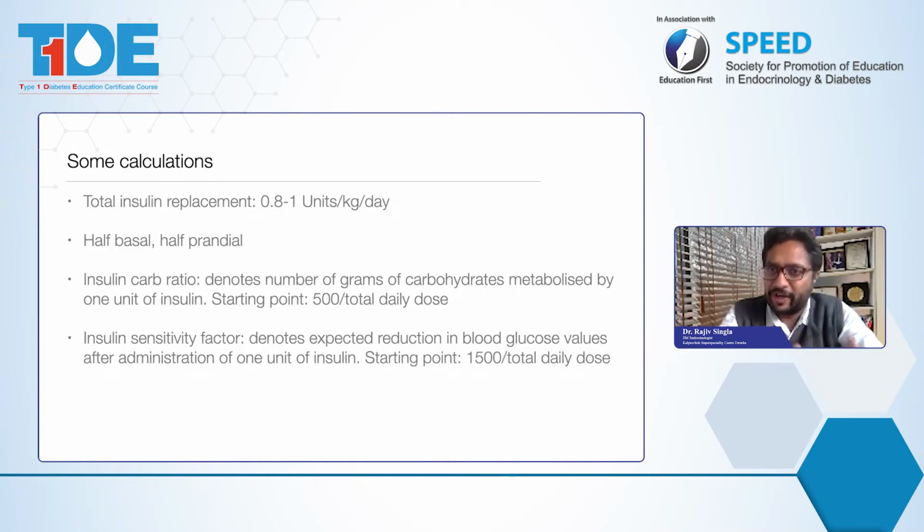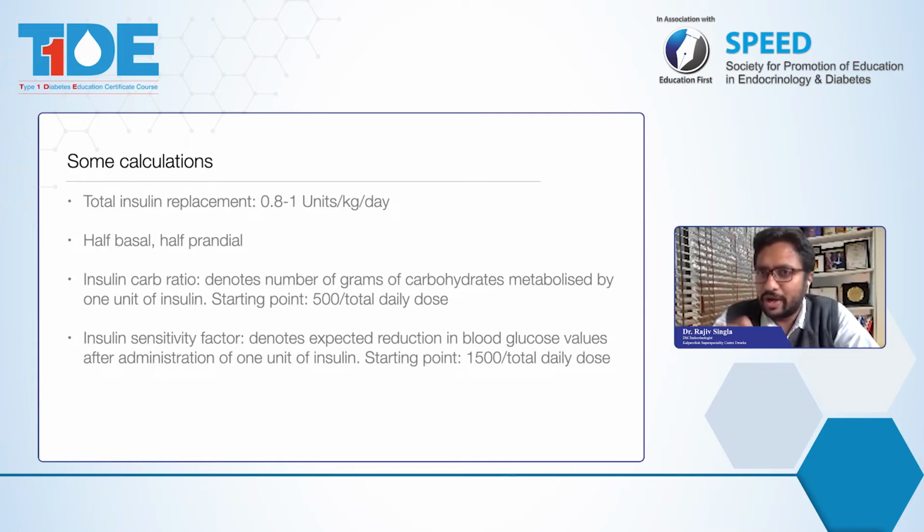Roughly, half of it can be given as the basal therapy, and half of it, divided into different doses, can be given as pre-meal insulin. There are two terms that we need to be absolutely clear about, because they make up the basics of insulin therapy in type 1 diabetes. One of them is called insulin carb ratio. We will be discussing these in this session, and in more detail in the coming sessions, where we've got a special session on them.